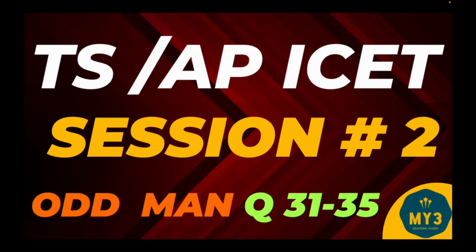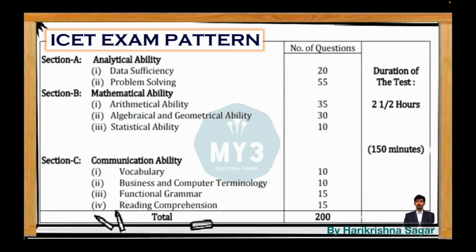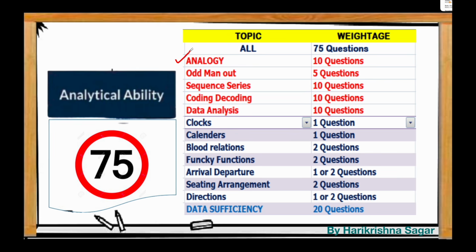This session is useful for all other students who are preparing for placements and SSC, CGL, RRB and other competitive and government exams. ICET has 55 questions of weightage from problem solving. Out of these 55 questions, 10 questions are given from analogy, which we already discussed in the last video, and we'll have 5 questions from Oddman out. It's a good weightage and it's a very simple topic. Oddman out has 5 marks of weightage.